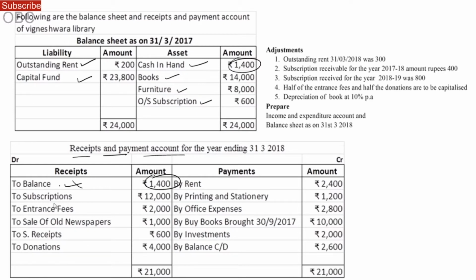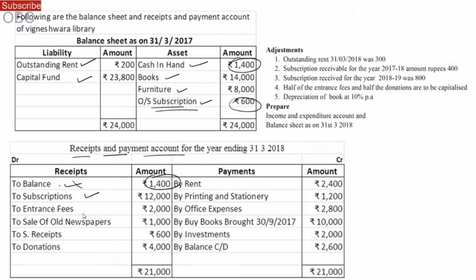To subscription, 12,000 rupees. They got 12,000 rupees as a subscription. We have an entry in the last year's balance sheet as well. So like we just discussed a few minutes ago, that's 600 rupees. So that 600 rupees should be subtracted from this 12,000 rupees. And if we have any outstanding in the adjustment, we know how to handle that. So when it comes to adjustment, we'll discuss that more.